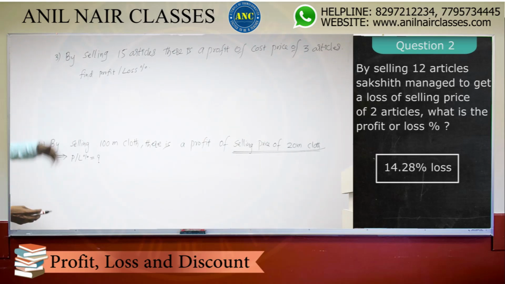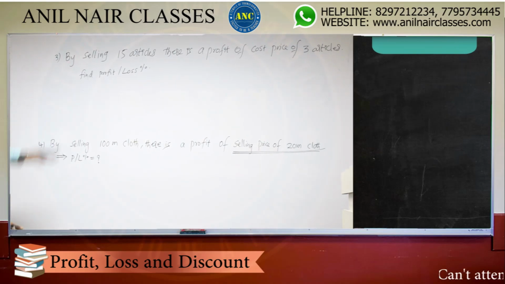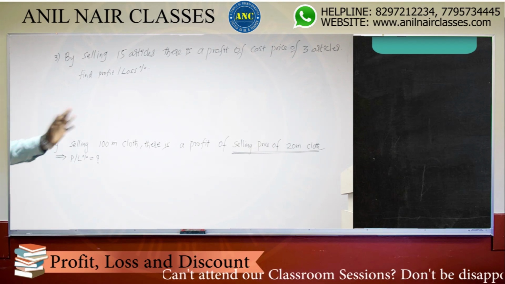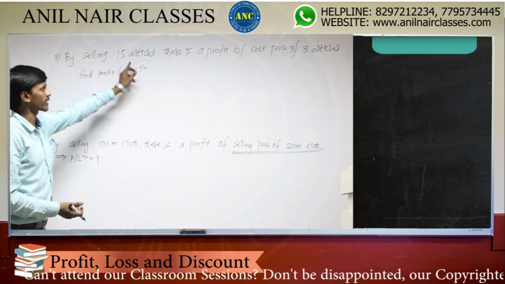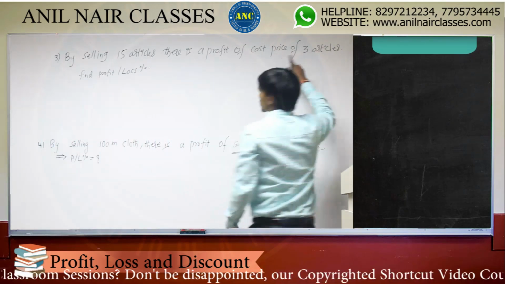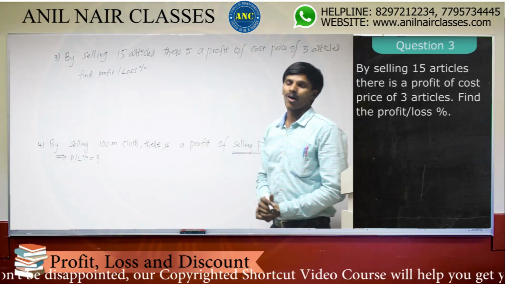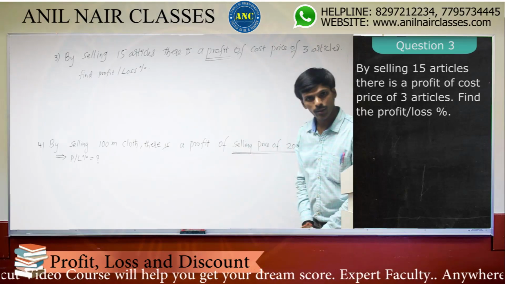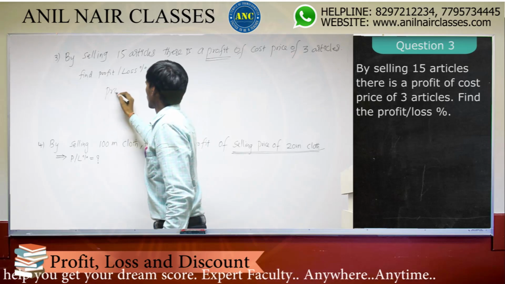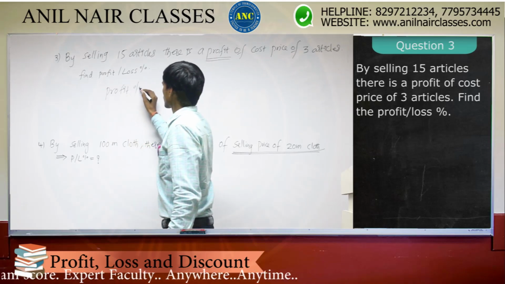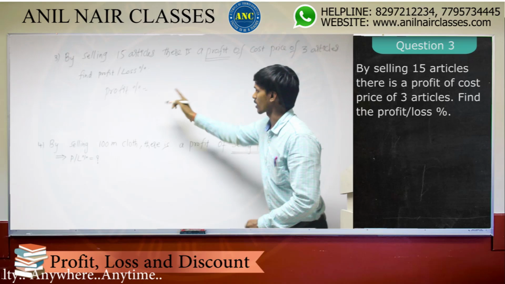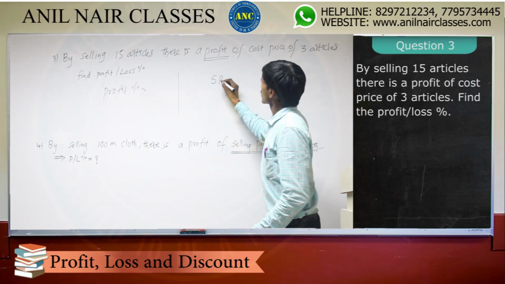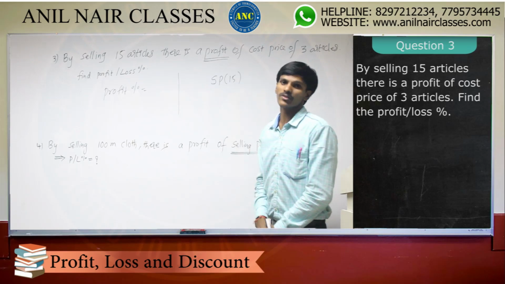So let us solve one other question which is related to the previous model. The question is, by selling 15 articles, there is a profit of the cost price of 3 articles. Then find the profit or loss percentage. So what am I getting? He clearly mentioned that he is getting a profit. Now okay, I can calculate my profit. And what is that profit percentage? So let us make the relation. What is the relation? How many am I selling out? Selling price of 15. I am selling 15 articles.